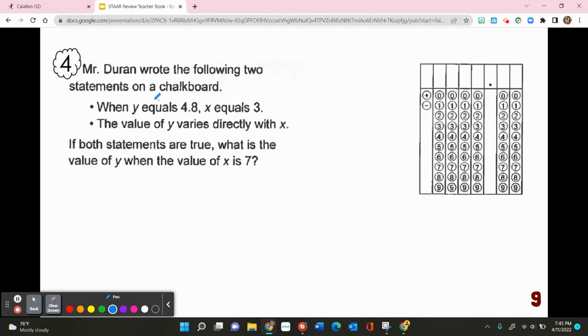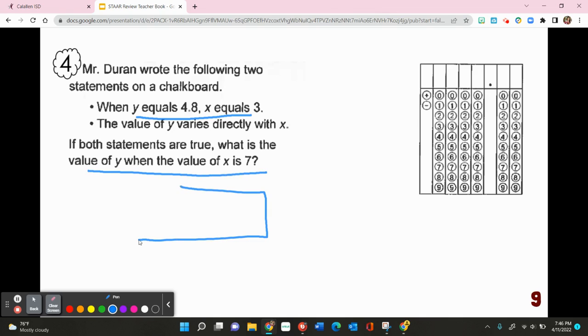Lastly, let's go ahead and look at number 4. And for number 4, we get to choose the method that we want to use, and typically the favorite here is box and tail. So for number 4, Mr. Duran wrote the following two statements on a chalkboard. When y equals 4.8, x equals 3. The value of y varies directly with x, and if both statements are true, what is the value of y when the value of x is 7?